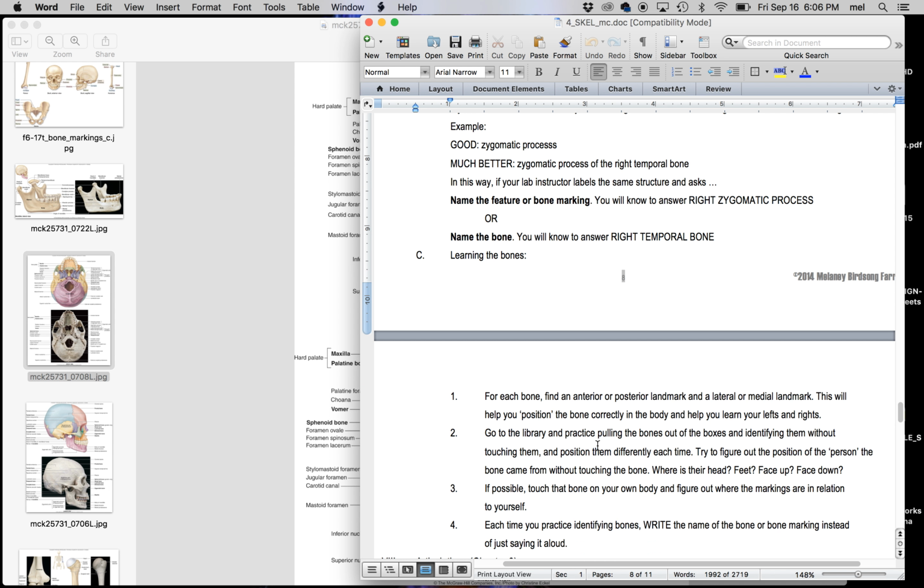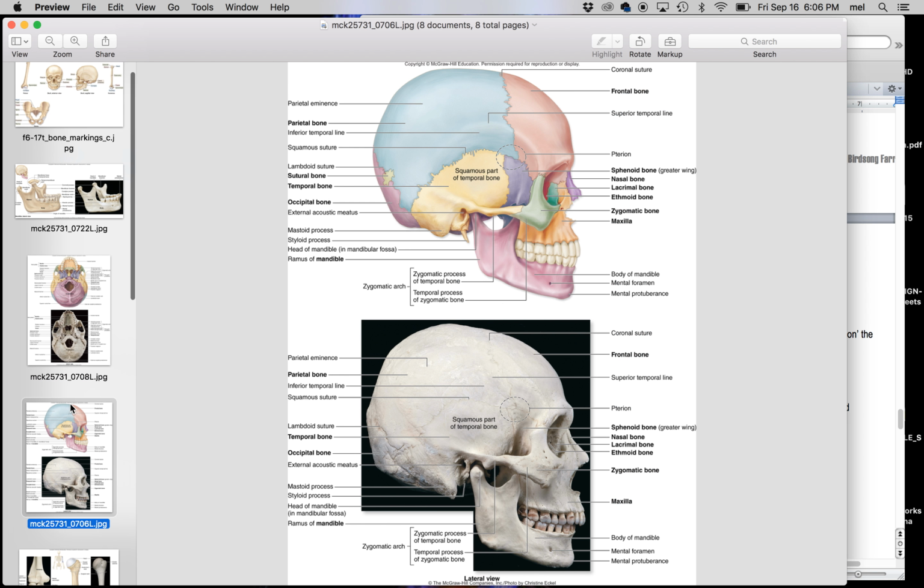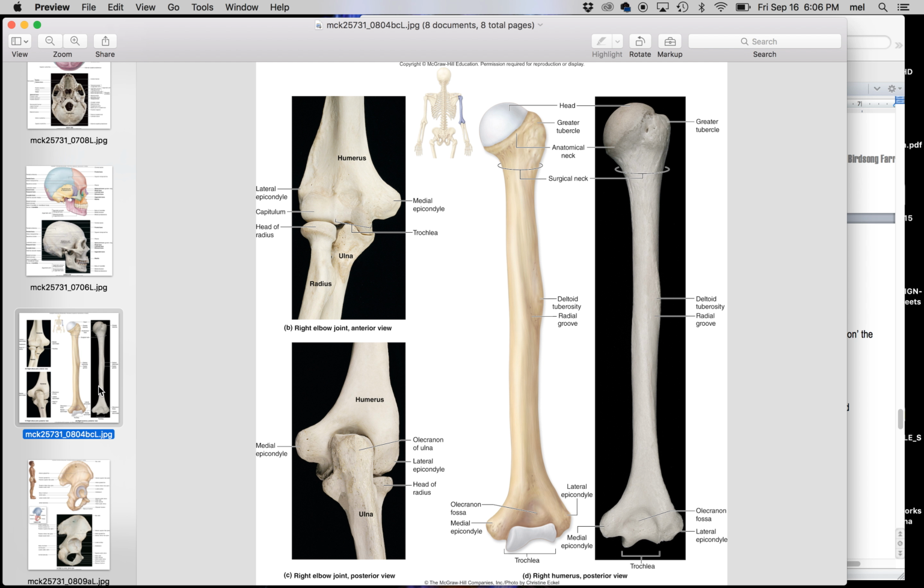Okay, and then the next tip is for learning the bones, especially when you start getting to the appendicular bones. So how do you figure out what you're actually looking at when you're looking at an appendicular bone? Well, first you're going to need to find on each bone, and of course this is the humerus, a lateral or a medial landmark that's really dependable and you can always recognize it. So sort of the obvious one for this one would be the head, which is of course a medial landmark.